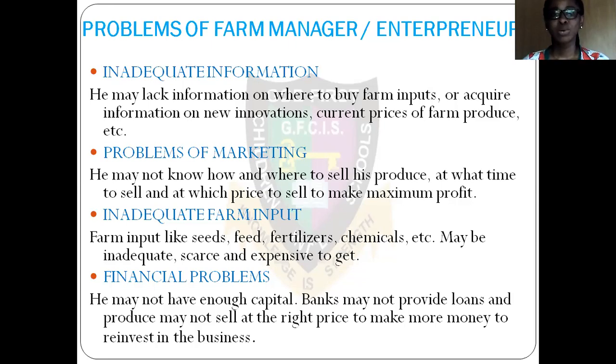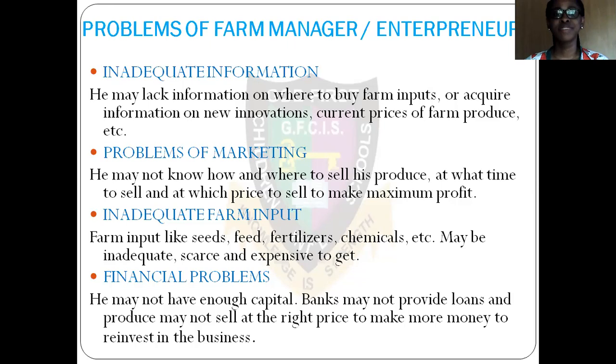Three, inadequate input. Farm input like seed, feeds, fertilizer, chemical may be inadequate and scarce and expensive to get. When the input like seed, fertilizer, chemical may be expensive or scarce, it becomes a problem to acquire.